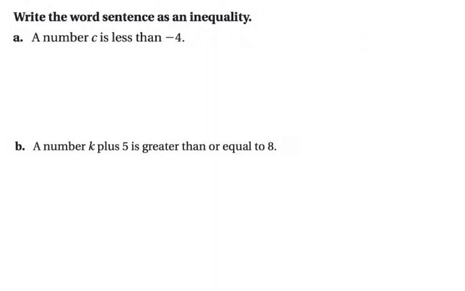All right, so a number C. Right away I'm going to write C is less than -4. So we're comparing C and -4. It says is less than -4, so we would use the less than symbol. It does not say is less than or equal to, so I get to just leave it with that symbol, and there we go. Our answer is C is less than -4. That's how you'd write that.